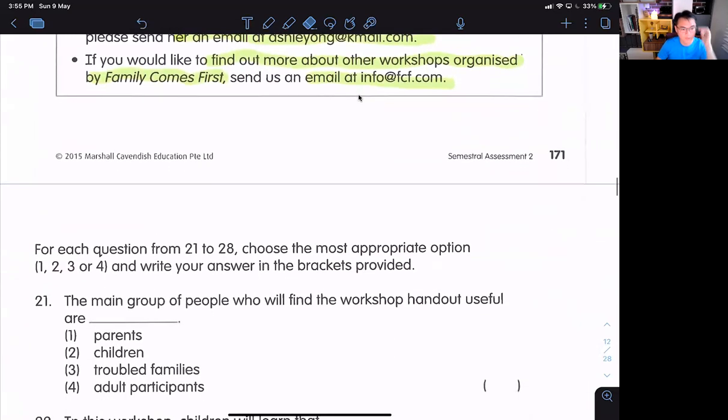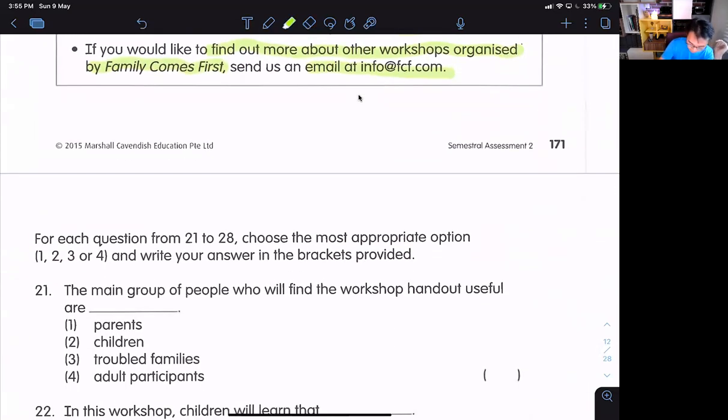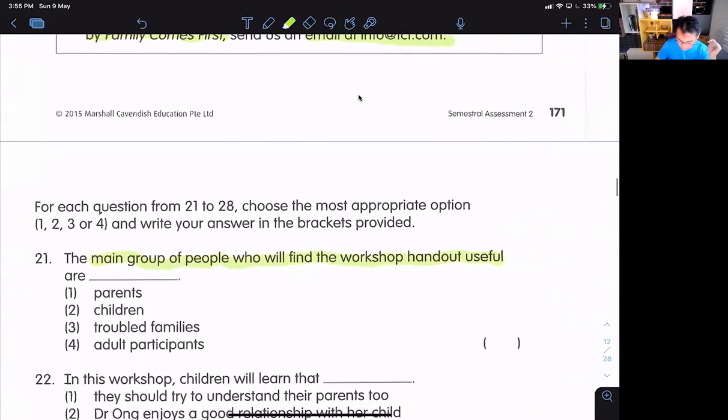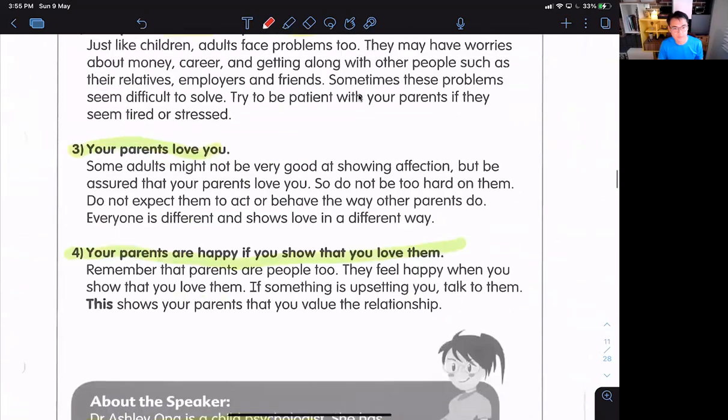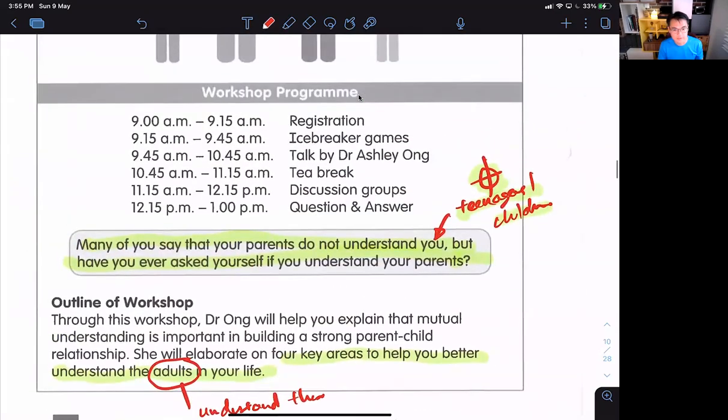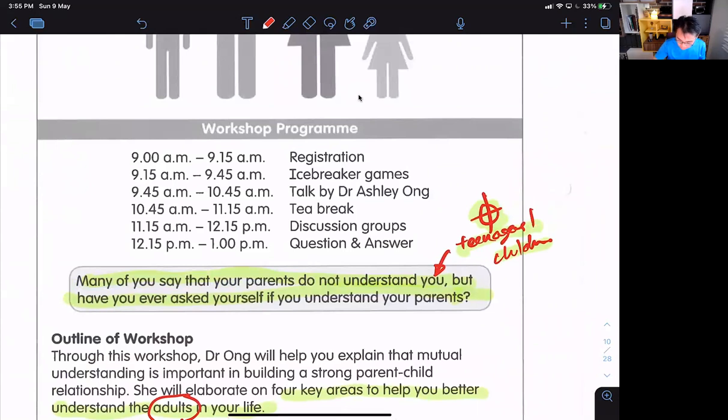So now I go to the question. The main group of people who will find the workshop handout useful is, as we mentioned, targeted at children. So number 2, children. They are the ones that need to understand their parents better. And we can find this over here: many of you do not understand your parents. So this is question number 21. So I found the answer to question 21. I already highlighted it earlier.